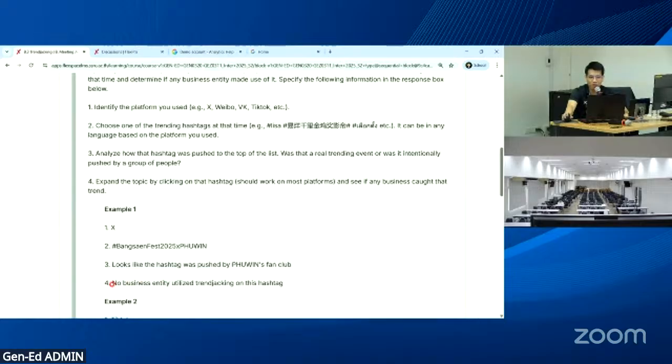And number 4, try clicking on the hashtag if you are on the platform and see if any business caught that trend. For me, I don't see any business that utilizes this hashtag. Maybe if you sell merchandise of the movie that Puvin plays in, then you may catch the hashtag. And when the fan club sees your advertisement, then you have a chance to sell some of your stuff. But at that time, I did not see any business catch the trend.